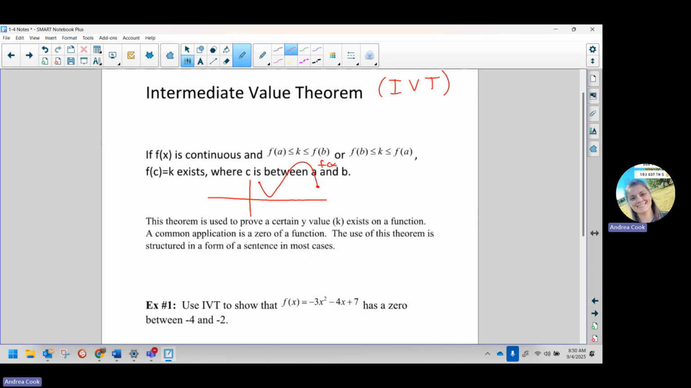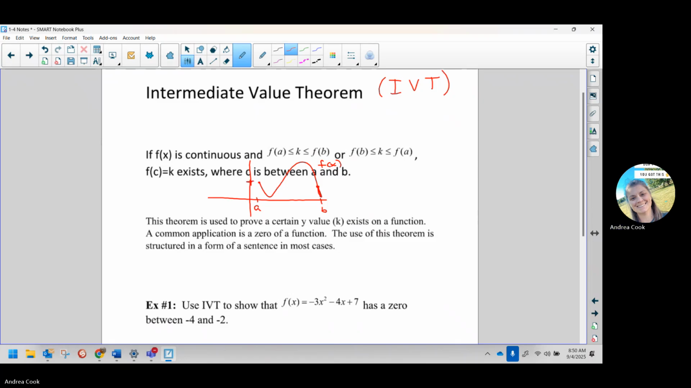That's F of X. Then I have, this is A, and this is B. Okay, so my interval goes from A to B. So over here, oh, I did it. I'm gonna just make this one a little bit lower.